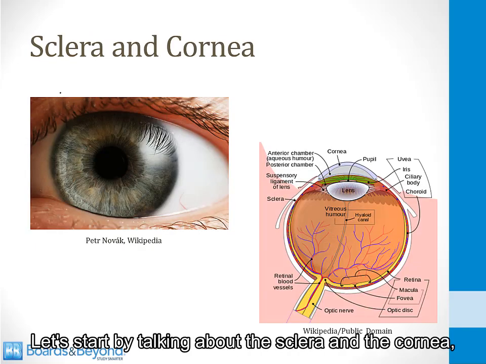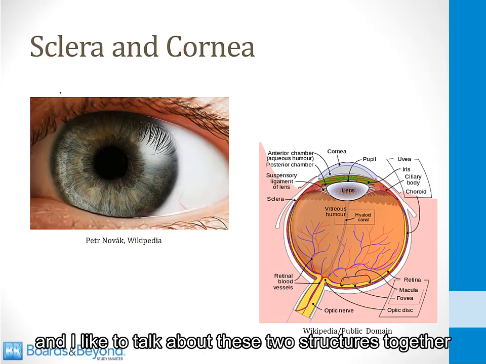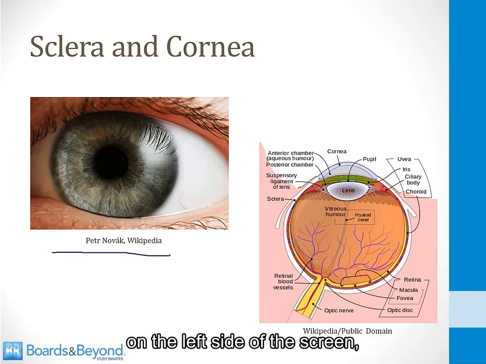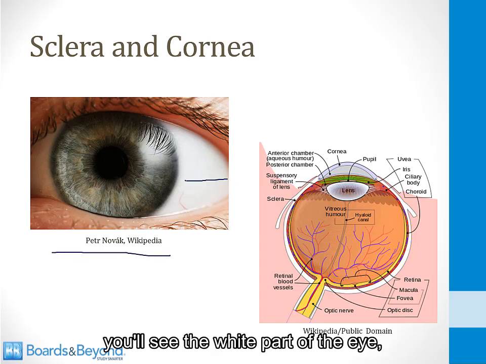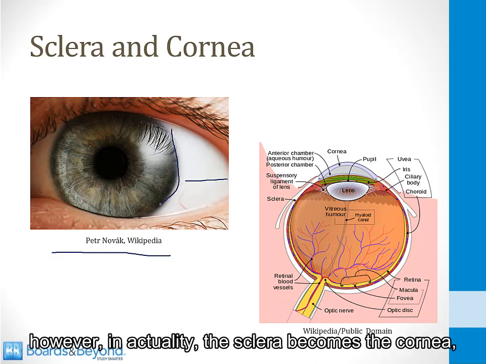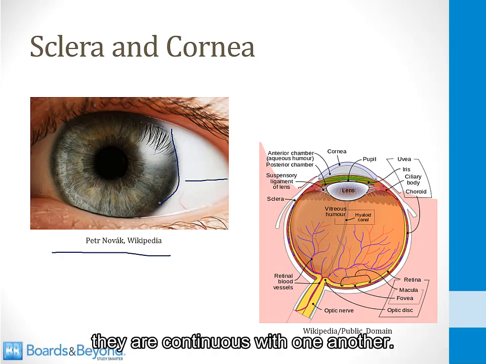Let's start by talking about the sclera and the cornea, and I like to talk about these two structures together because they are continuous with one another. If you look at this picture of an eye on the left side of the screen, you'll see the white part of the eye, and that is the sclera. It's a connective tissue structure that holds the eye together. Now it appears that the sclera ends at the edge of the iris. However, in actuality, the sclera becomes the cornea. They are continuous with one another.